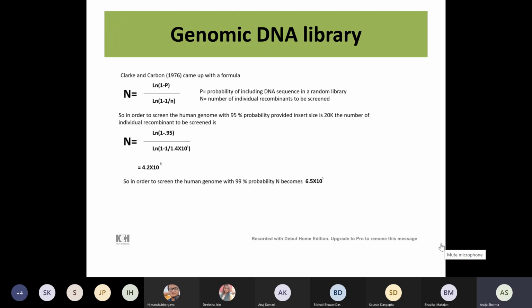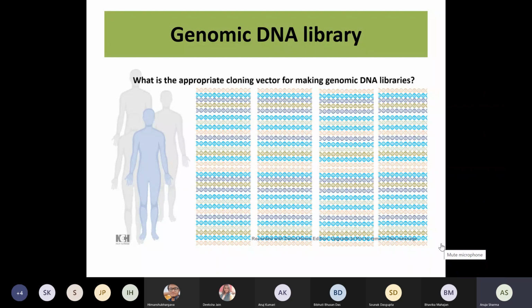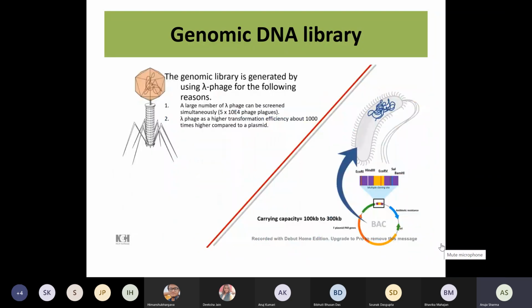Now if we want to have a probability which is 99%, where we are becoming more stringent towards the coverage, we have to screen even more colonies. And screening 6.5 or 4.2 times 10 to the power 5 colonies is not a joke. So it was damn challenging at that time. Next question is, what vector should be appropriate to make a genomic DNA library?